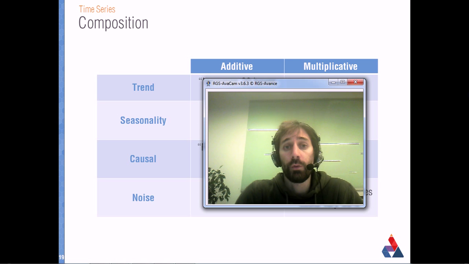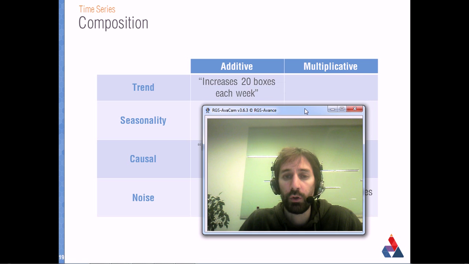Now, these behaviors that we talked about that compose the time series, these 4 different behaviors, can be seen in 2 different ways: additive and multiplicative. Just to give you some examples of what we're talking about, when we look at trend and we talk about additive trend, we're talking about something that increments constantly through time. So, for example, 20 boxes each week.